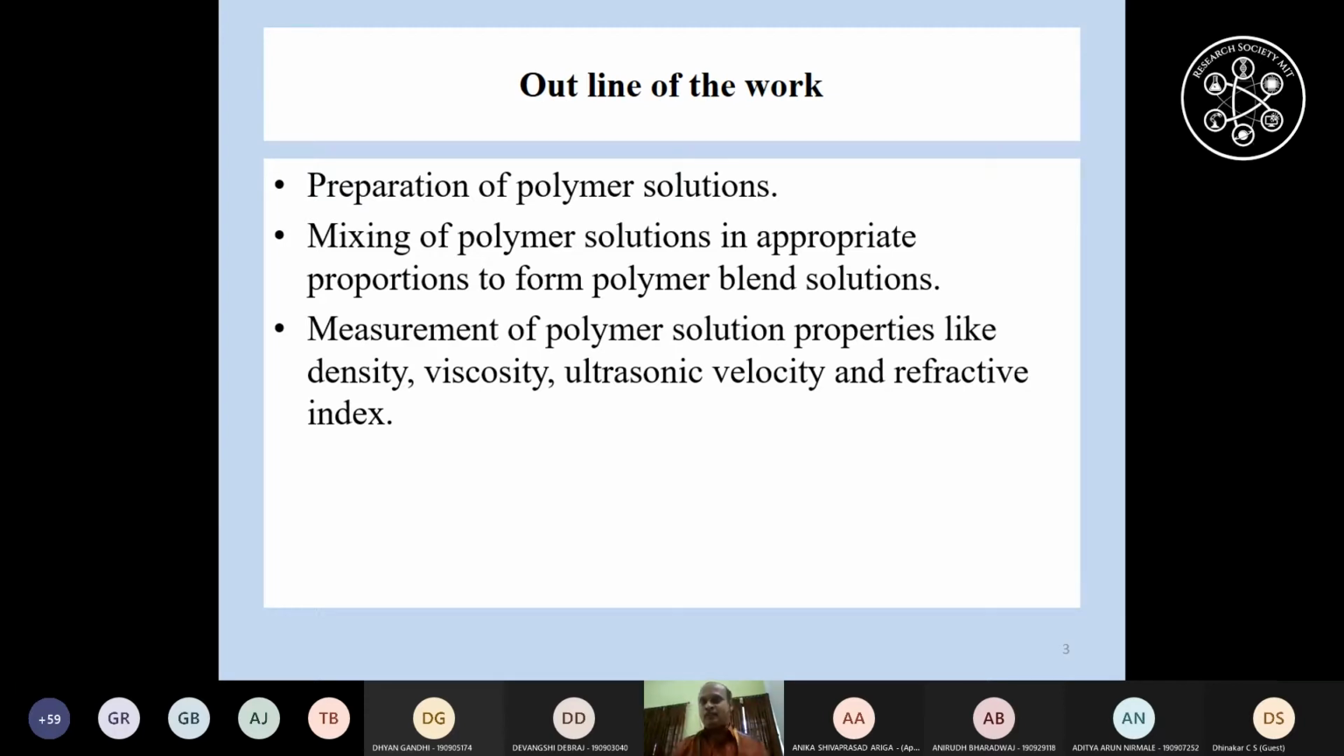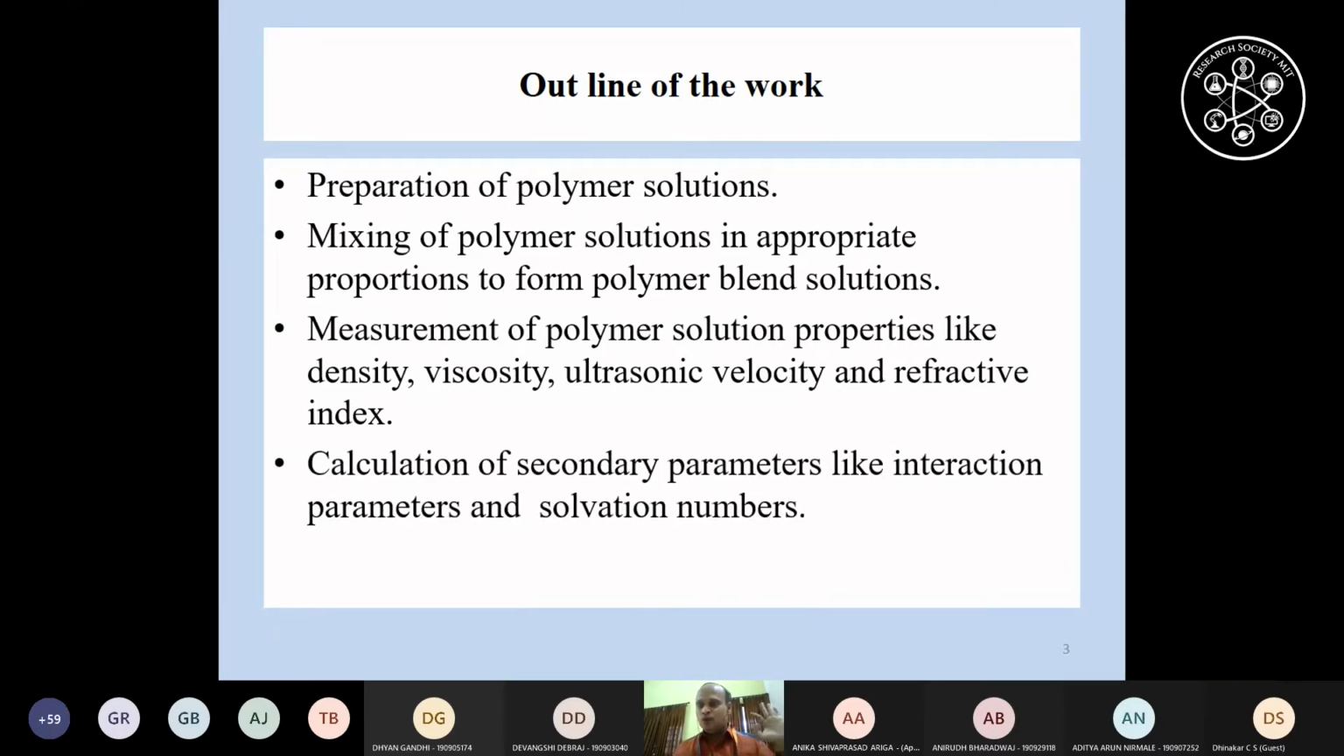So we are in the first preliminary steps. First, we are preparing the polymer solutions, a series of solutions, 1% or 2%. From that, you can make dilutions, right? If you have the higher concentrations, you can come to the lower concentrations very easily. So 2% to 1.8, 1.2, 1.6. Like that you can prepare and find the physical properties of the polymer solutions. What I am going to find are density, viscosity, ultrasonic velocity, and refractive index. Using that, I am going to do some physical chemistry calculations.